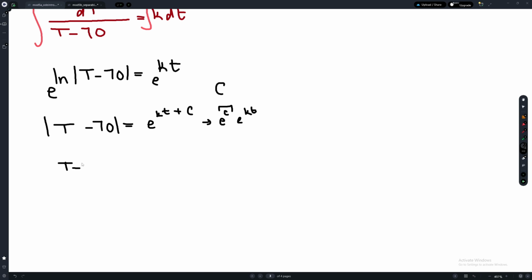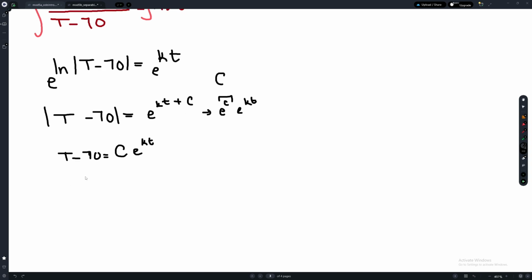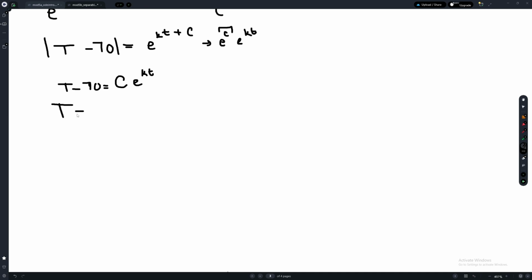And now we have t minus 70 equals our constant c, e to the k, t. And you realize we have actually two constants that we have to find here. Okay, and we will find them in due time. So here we'll have t equals, we're going to take this to the side, so we have c now, e to the k t plus 70. Mission accomplished. We did get our first equation, and we're using c as our constant.